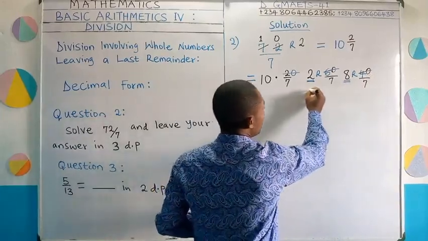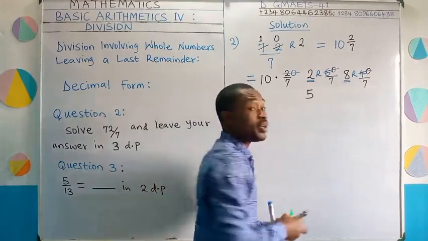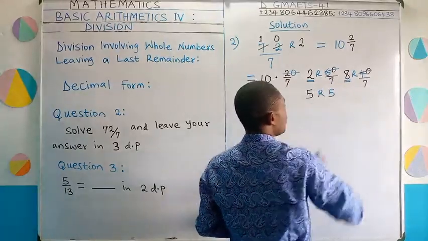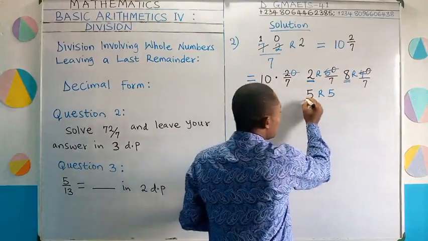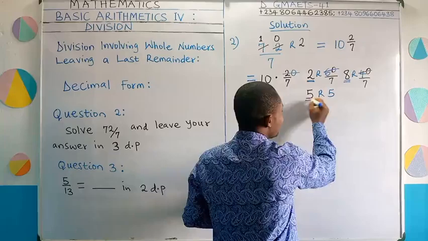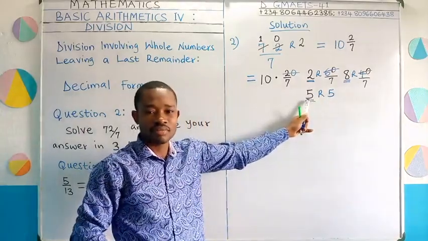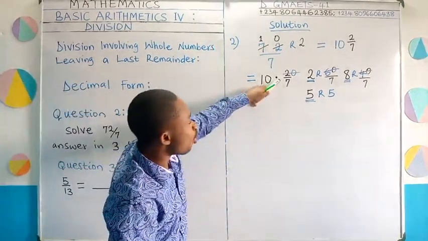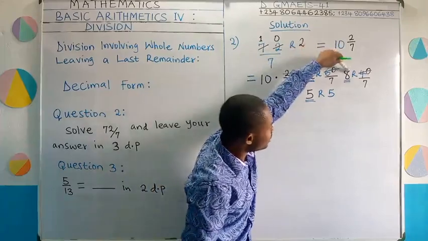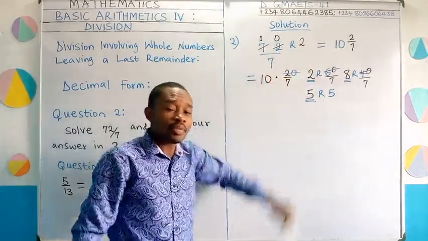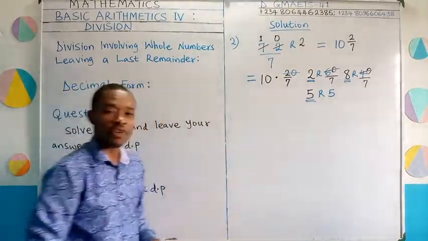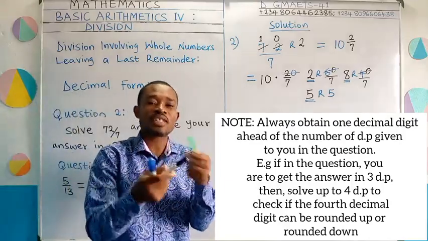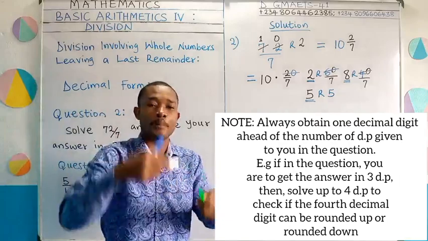Let me write it here. 5 times. There will be a remainder. The remainder will still be 5. I'm going to underline this because it's part of my answer. This is the third decimal digit. And of course, I could have stopped here and written that my answer is 10.285. But I'm not going to stop there. I will do it up to the fourth decimal digit, so that I will find out if the fourth decimal digit can be rounded up.